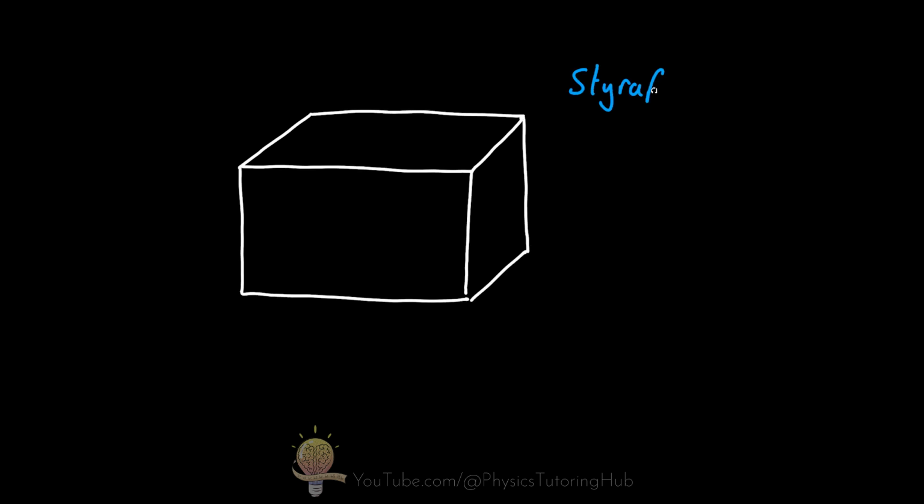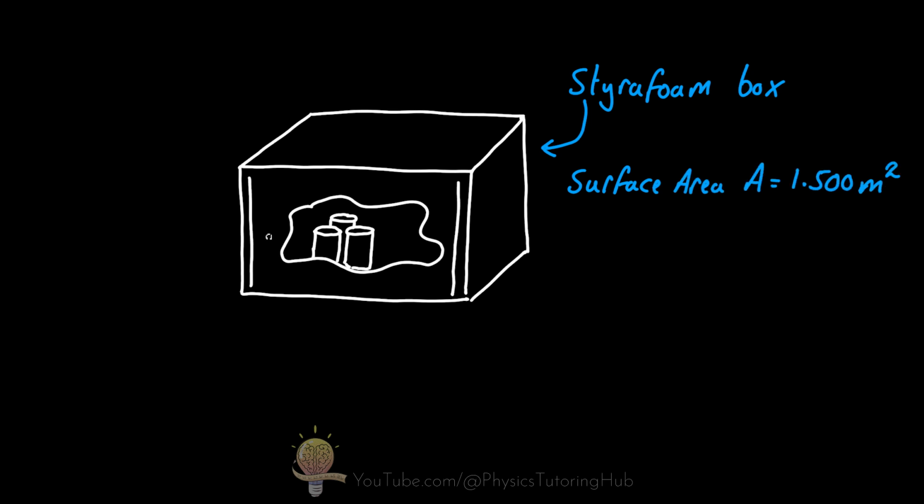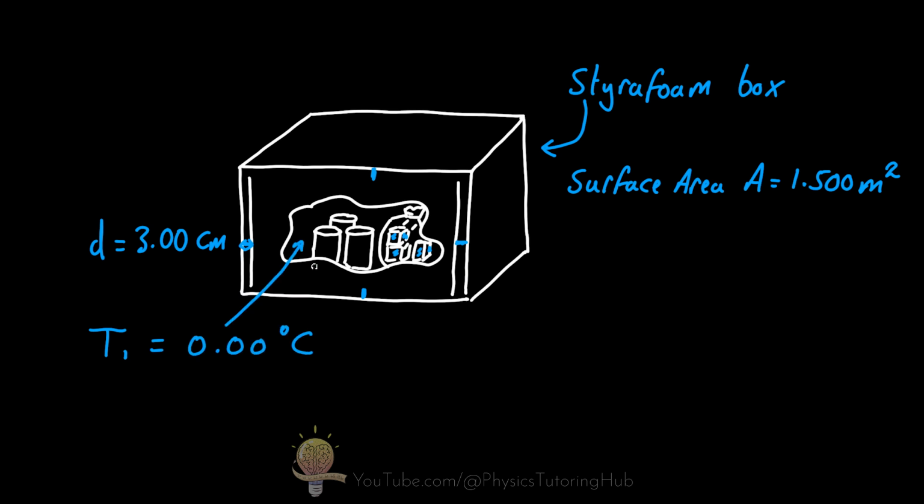So let's make use of this equation now with a real-life problem, which you've probably experienced yourself in the past. It's a hot summer's day and we're storing some canned drinks in a styrofoam ice box. The total surface area of this ice box is 1.5 meters squared, and the average thickness of its styrofoam walls is 3 centimeters. Inside this styrofoam box, we have a bag of ice and the canned drinks, and the temperature inside is at 0 degrees Celsius or 32 degrees Fahrenheit.